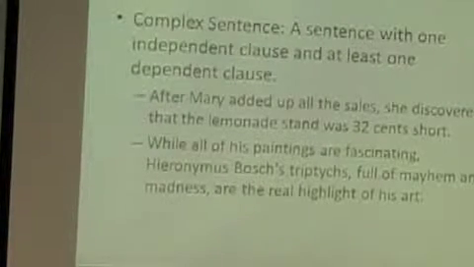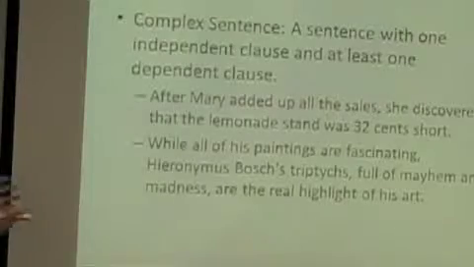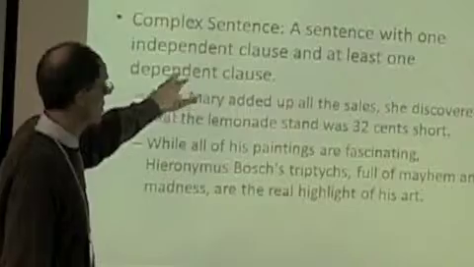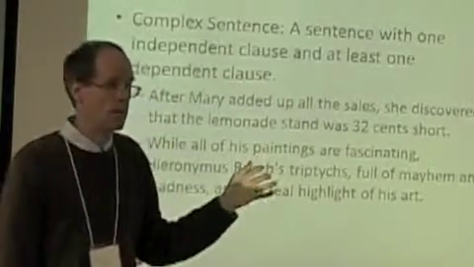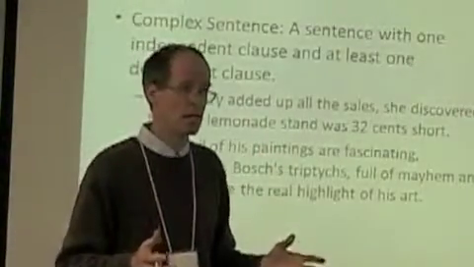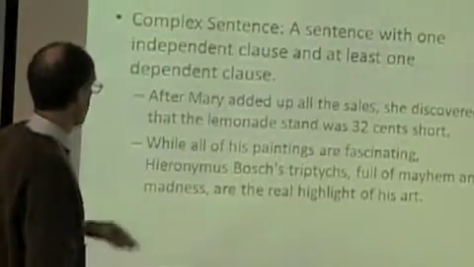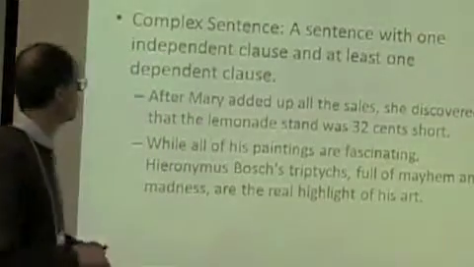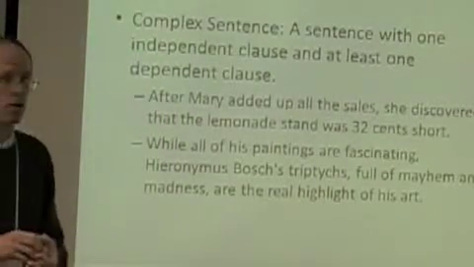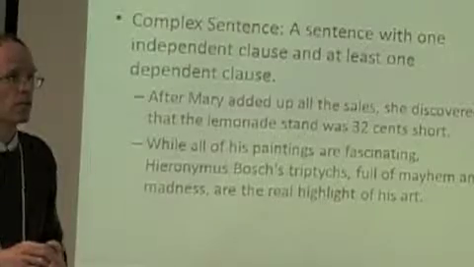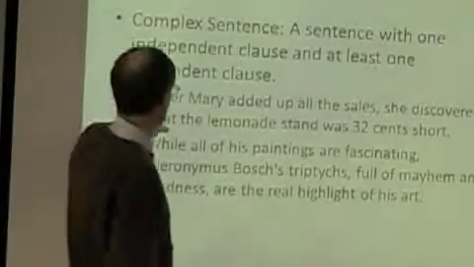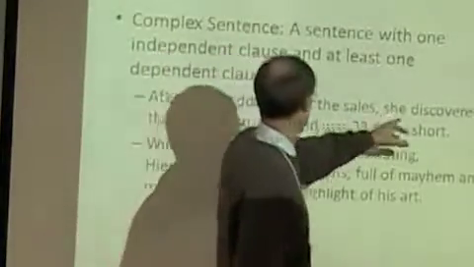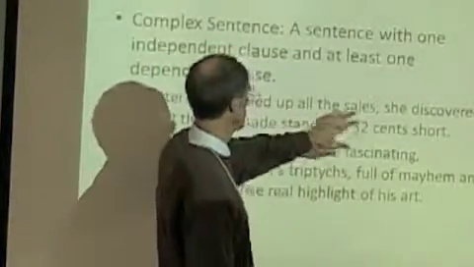All right, a complex sentence has one independent clause and one dependent clause. Dependent clause means it can't stand on its own. It depends on the other clause. It's not a complete sentence by itself. So, "After Mary added up all the sales, she discovered that the lemonade stand was 32 cents short." What is the dependent clause? What is the clause that can't stand on its own? "After Mary added up all the sales." If I put a period there, that's not a complete sentence. But "she discovered that the lemonade stand was 32 cents short" can stand on its own.